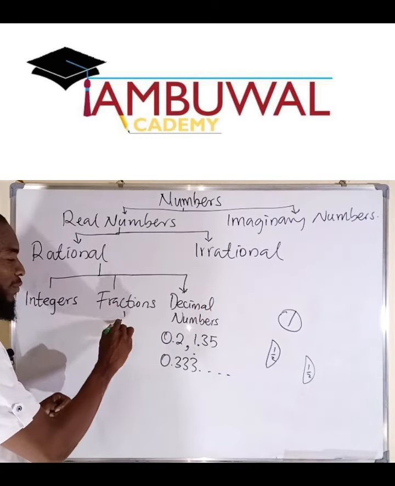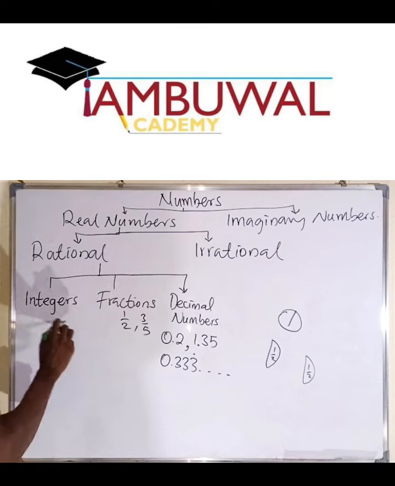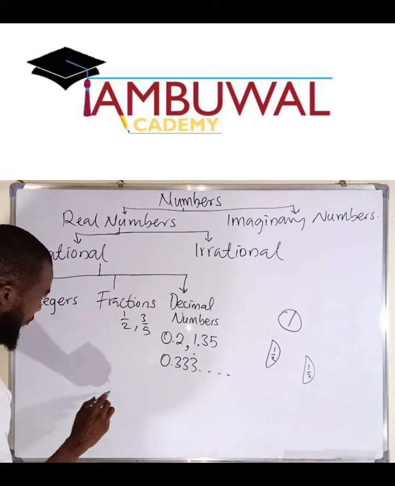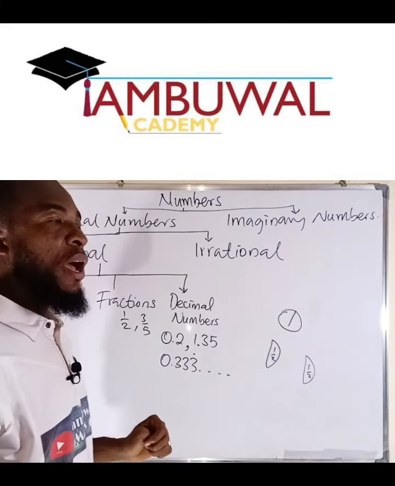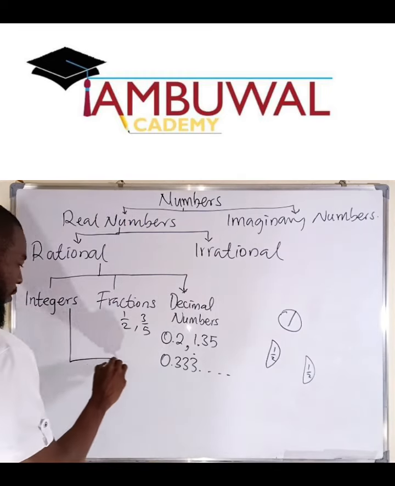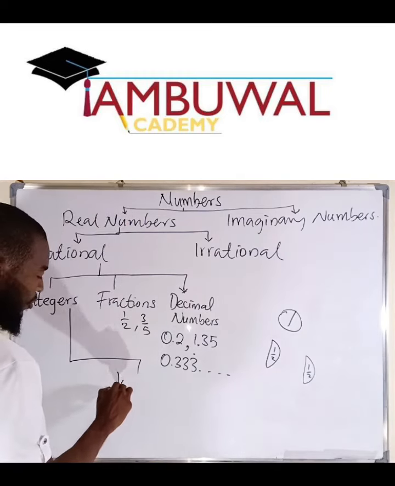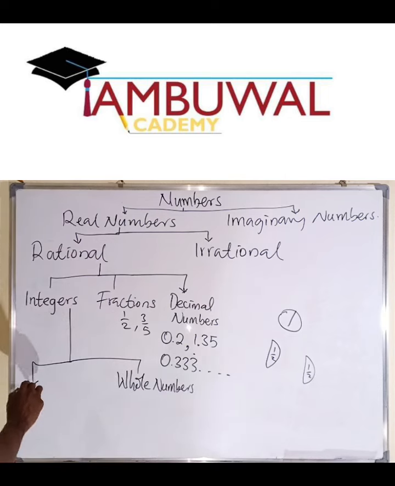Fractions, already you may have 1 over 2, 3 over 5. All of these are fractions. And integers, let me even draw them here. Though we are not done with integers. Under integers, we have 2 subcategories, right? We have the whole numbers, and we have the other one, which we call the natural numbers.